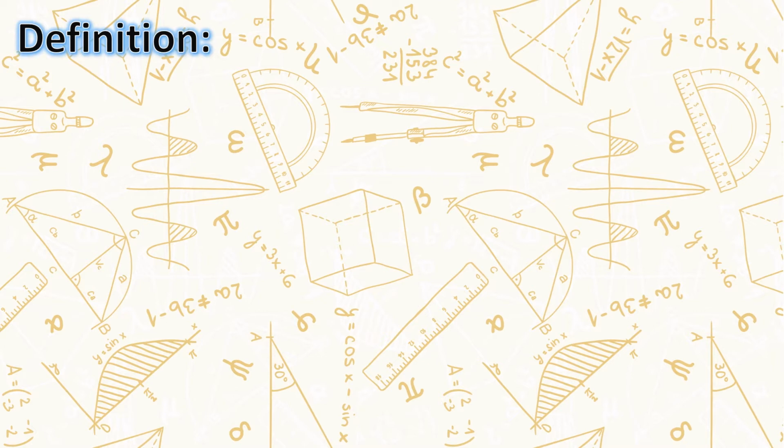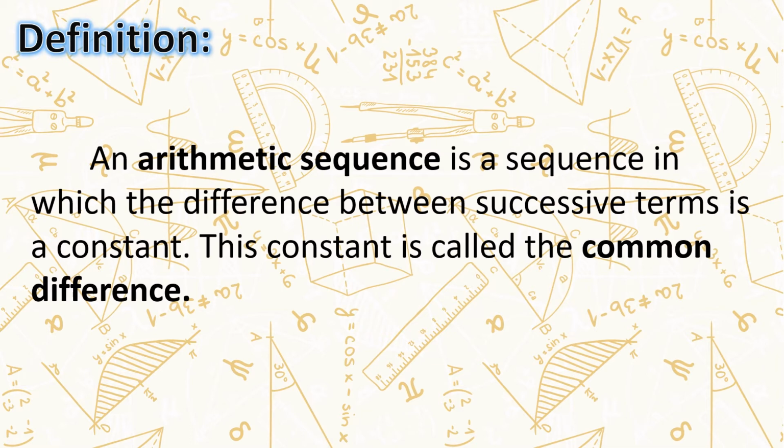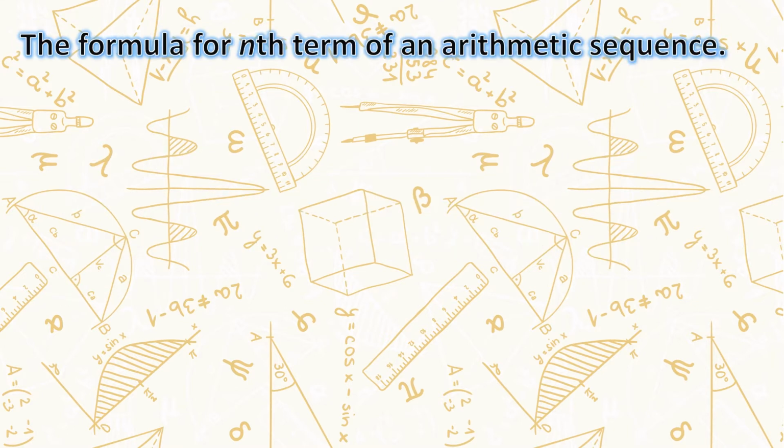Now let us proceed to the definition of an arithmetic sequence. An arithmetic sequence is a sequence in which the difference between successive terms is a constant. This constant is called the common difference. The formula for the nth term, or the general term, of an arithmetic sequence is developed by using the fact that any term after the first term is the sum of the preceding term and the common difference.